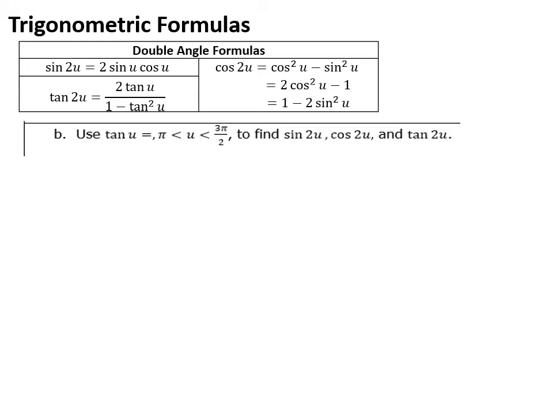Use tangent of u equals, well, 8 over 15, and u happens to be in the third quadrant, to find the sine of 2u, cosine of 2u, and tangent of 2u. So that means if it's in the third quadrant, both 8 and 15 are negative, and then our missing side is going to be 17, using the Pythagorean theorem.